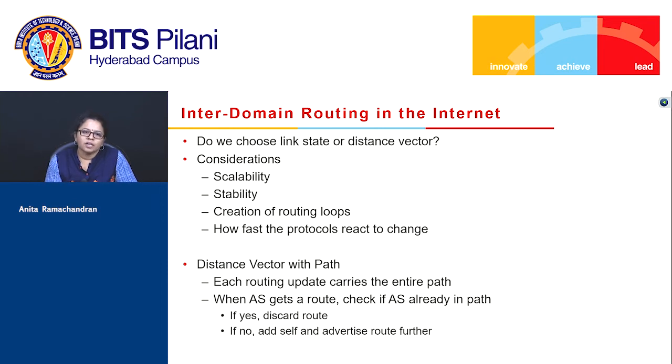So we have seen that there are problems with the distance vector algorithm in terms of convergence, and problems with link state routing protocols in terms of the database becoming too large because of the global view of the network. So it's not the right kind of protocol to be used for the entire internet. And there is also not much support for routing protocols that implement link state algorithms like OSPF. Therefore, the best suited protocol for inter-domain routing in the internet is distance vector with path, or path vector algorithm, where each routing update carries the entire path to its neighbor.